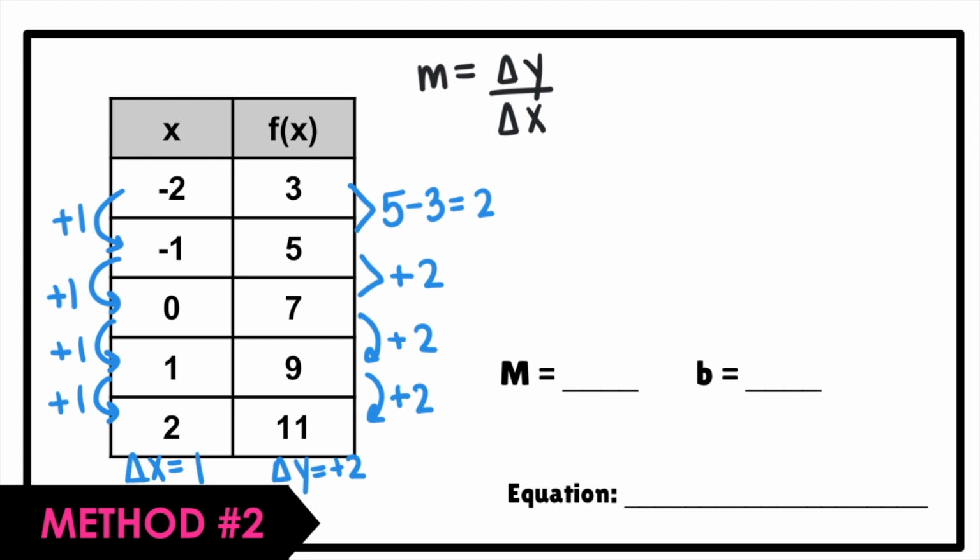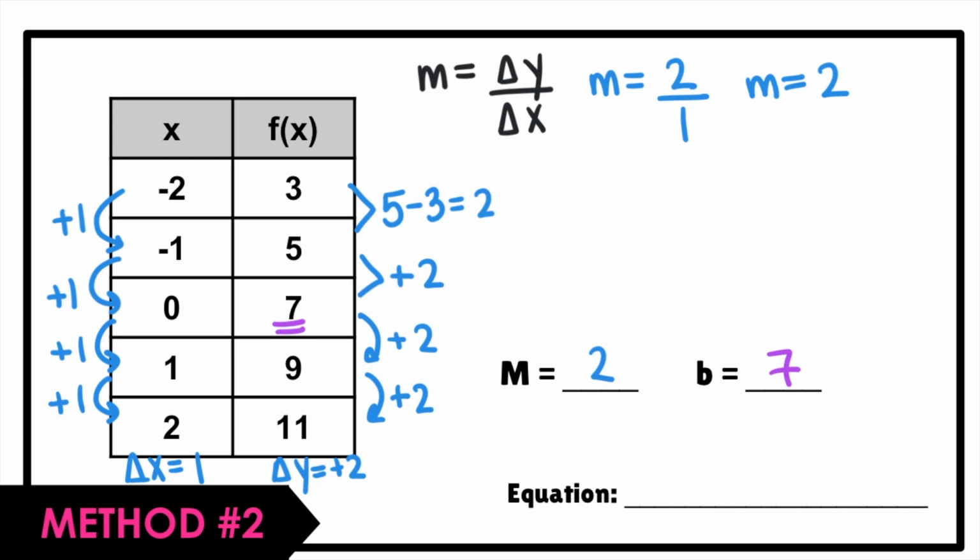And since slope is the change in y over the change in x, then we just plug those values in. So m equals 2 over 1. And then if we can simplify, we go ahead and simplify. So we get our slope for this table is 2. And then finding the y-intercept, that doesn't change. When x is 0, the y value is our y-intercept. So we can go ahead and put our equation together.